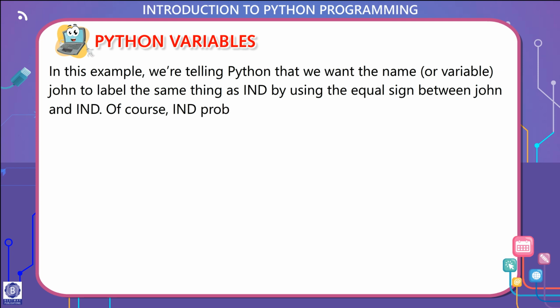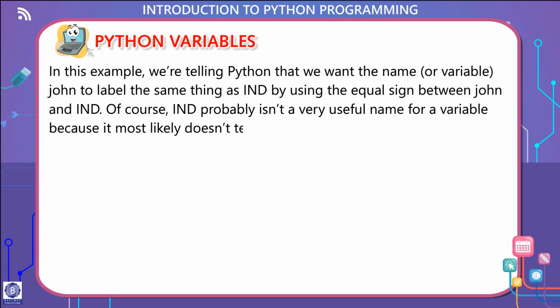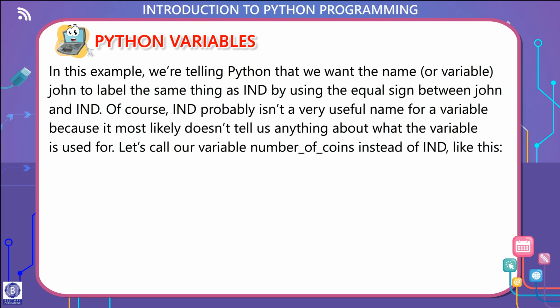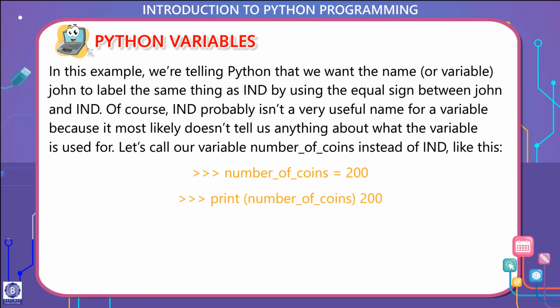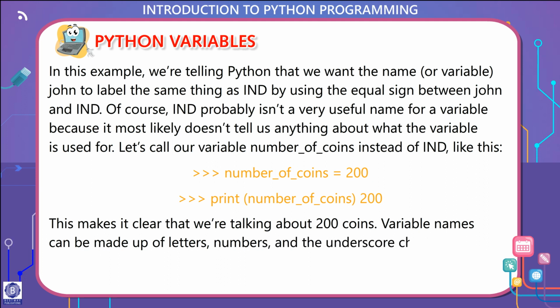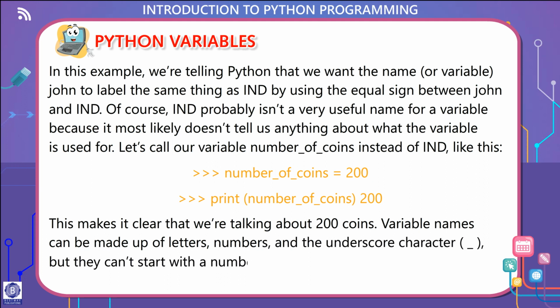Of course, int probably isn't a very useful name for a variable because it most likely doesn't tell us anything about what the variable is used for. Let's call our variable number_of_coins instead of int, like this: number_of_coins = 200, print(number_of_coins) gives 200. This makes it clear that we are talking about 200 coins. Variable names can be made up of letters, numbers, and the underscore character, but they can't start with a number.